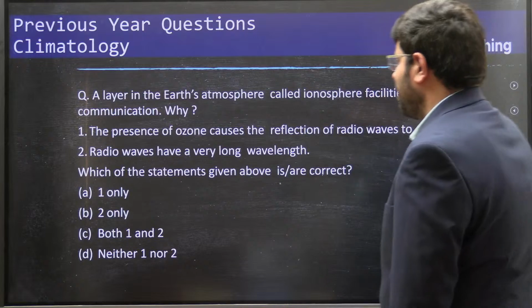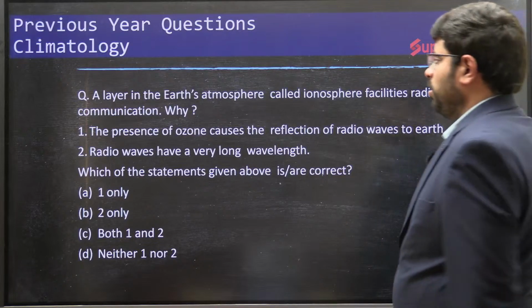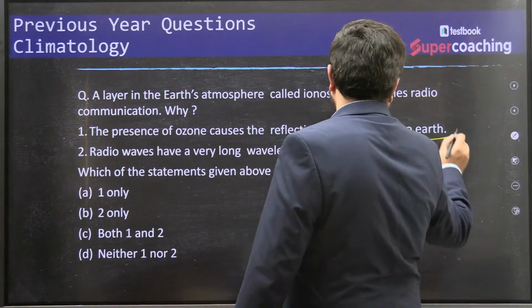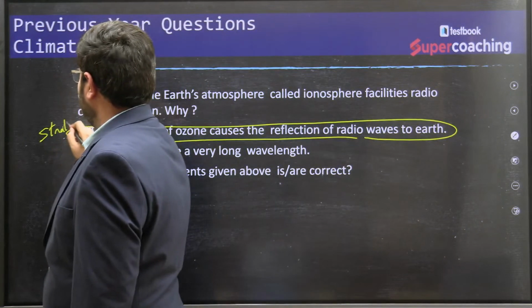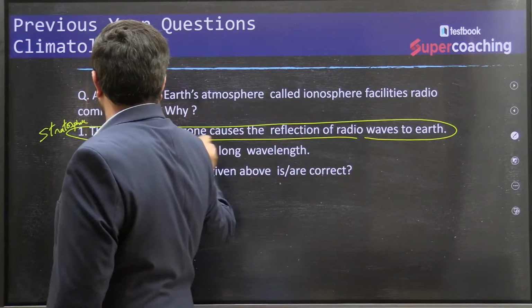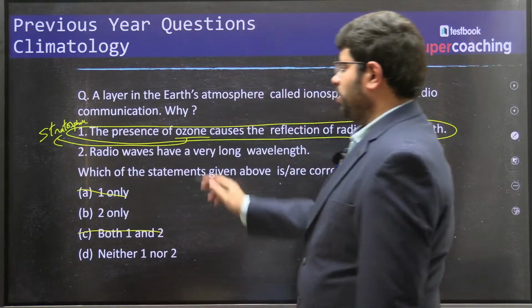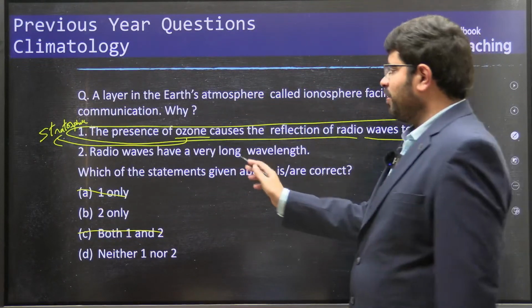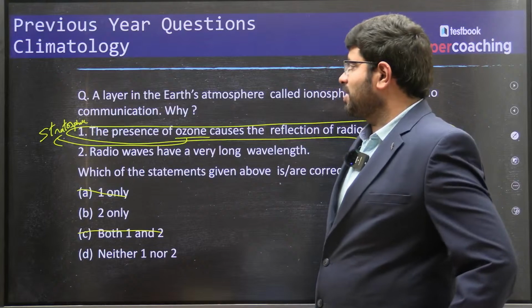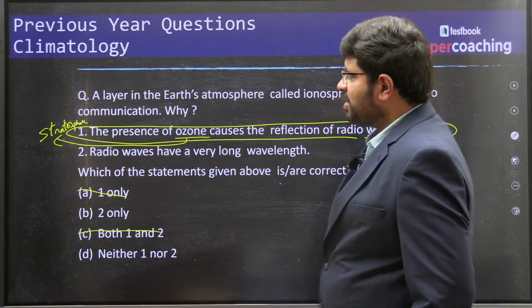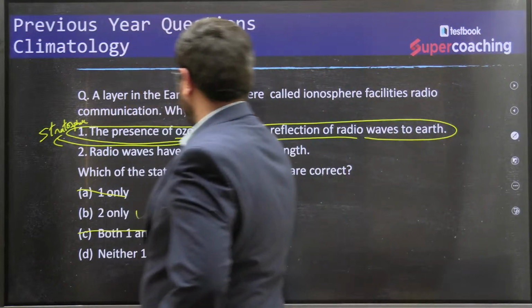If you see it, a layer in the Earth's atmosphere is called the ionosphere, facilitating radio communication. Why? The presence of ozone causes the reflection of radio waves to the Earth. This is the stratosphere. So ozone means stratosphere, so the first statement is wrong. Then which of the statements given above are correct? Radio waves have a very long wavelength. One reason ionosphere facilitates radio communication is that radio waves have long wavelength. That is correct. The answer should be B only.